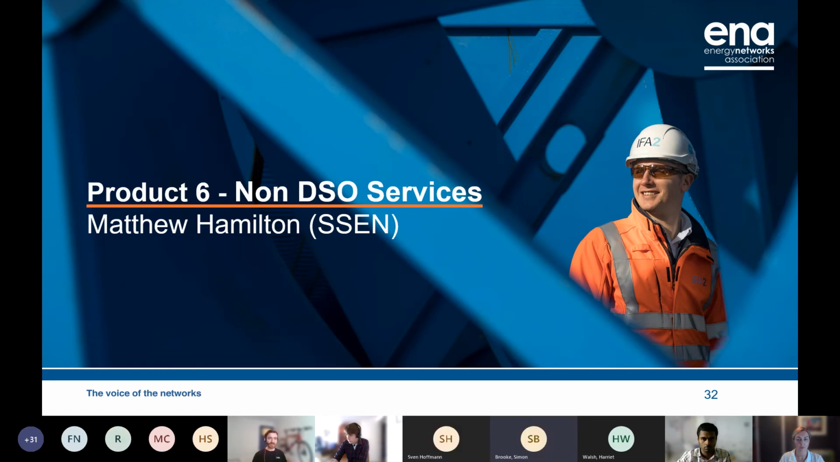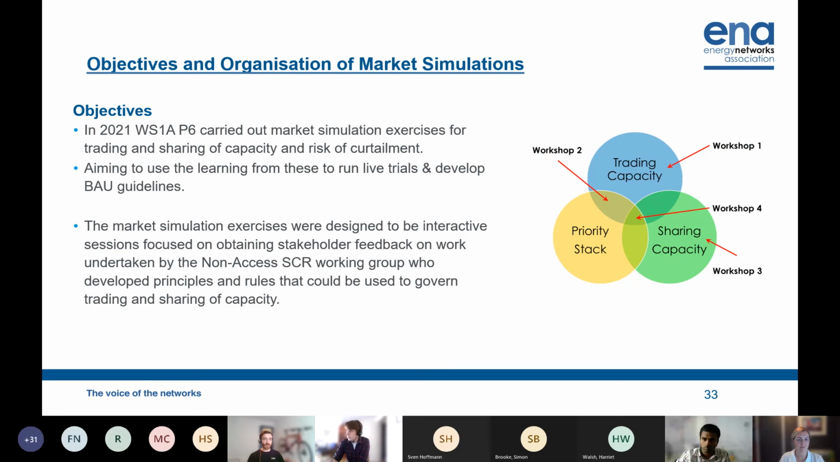Hi there, not too many Matthews today. I'm Matthew Hamilton. I'm a project manager at SSEN, and I'm also the lead for product 6, which is market facilitation for non-DSO services. And I'll be talking about what product 6 has been up to this year. So just to recap, the product's been looking into how DNOs can facilitate things like peer-to-peer trading of capacity, constraints, and energy in a neutral manner.